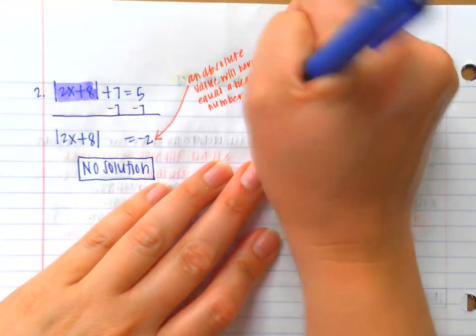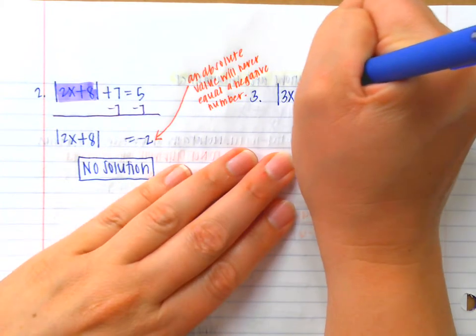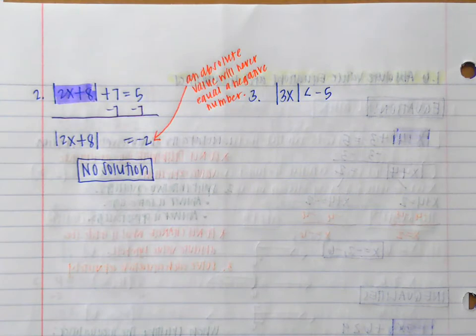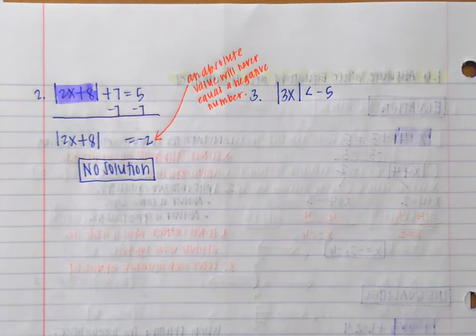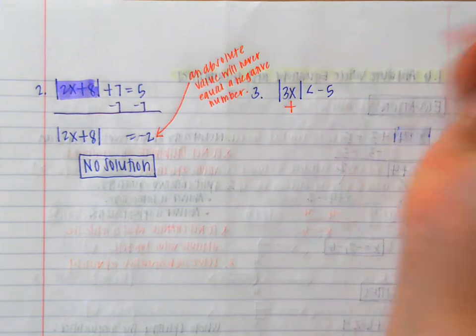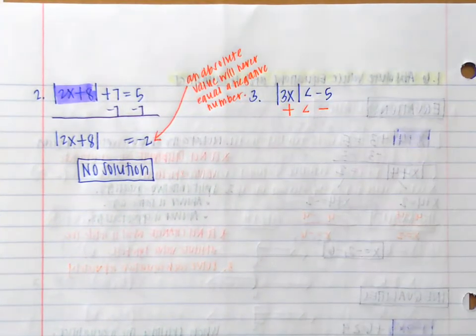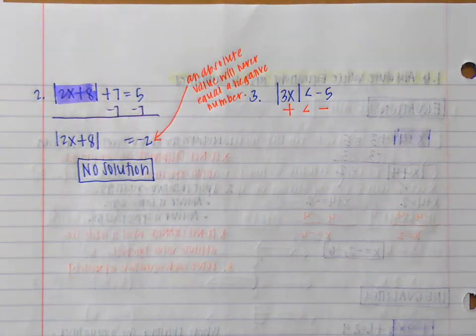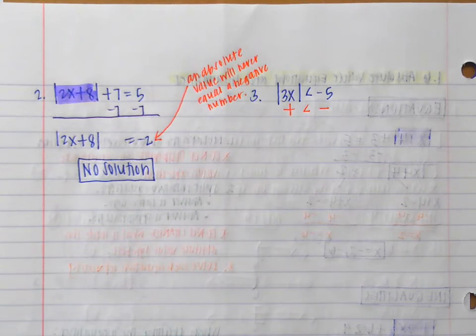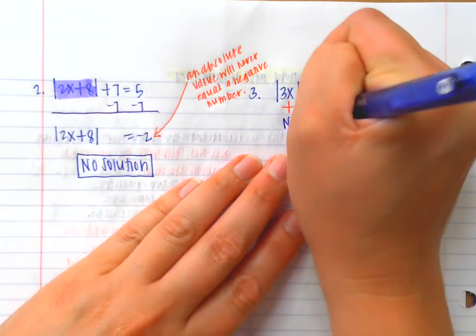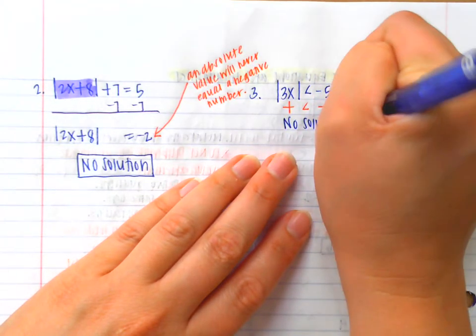If I gave you the absolute value of 3x is less than negative 5. So we know, again, absolute value is always going to be equal to a positive number. And this is saying a positive number is less than a negative number. Now, does that make sense? Is a positive number going to be less than a negative number? The answer is no. This is similar to number 2. There's no positive number that's ever going to be less than a negative number. So this is, again, no solution.